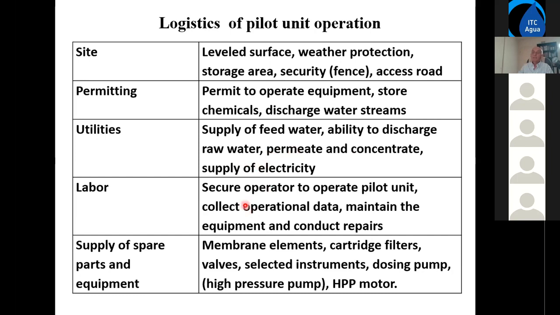You need labor to visit the plant, check on the plant, and maybe do the maintenance operation. And spare parts, already mentioned: we need more spare parts than for a commercial system because we cannot wait for parts to arrive. We have to just be able to replace and continue the operation. So if necessary, for major equipment like pumps and sensor instruments, we need maybe two of each in order to be able to operate properly.